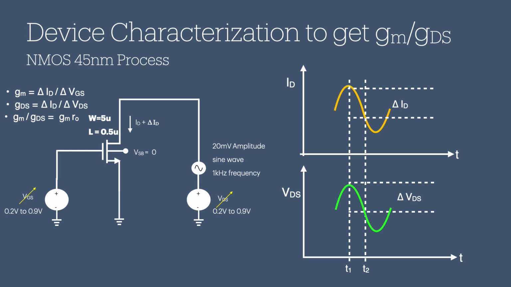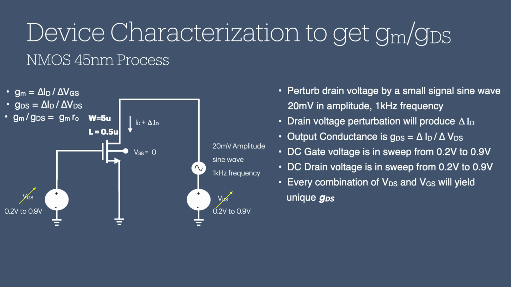Also, for simplicity, we only sweep VGS and VDS. We leave it as an exercise for students to sweep VSB and length. Here, we summarize the step-by-step procedure to get GM over GDS.